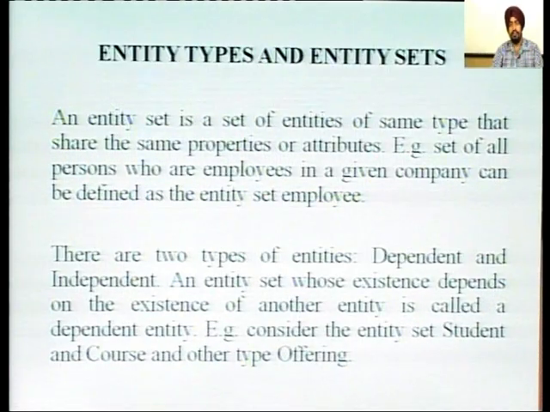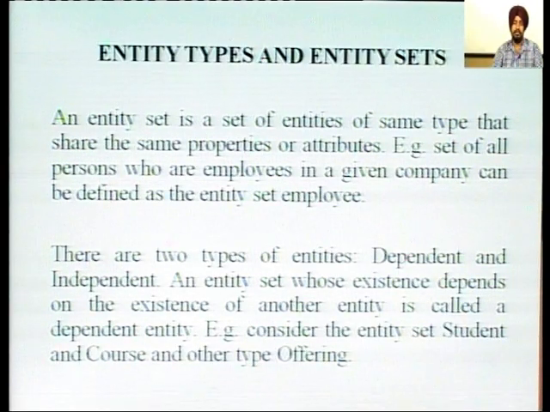Next is entity type and entity set. An entity set is a set of entities of the same type that share the same properties or attributes. For example, the set of all persons who are employed in a given company can be defined as an entity set employee. There are two types of entity, dependent and independent.